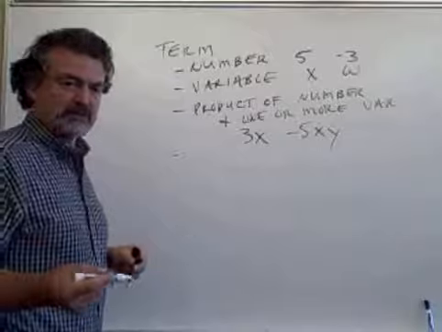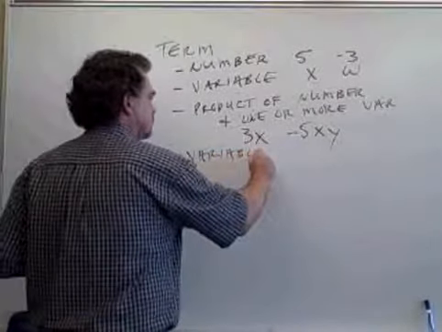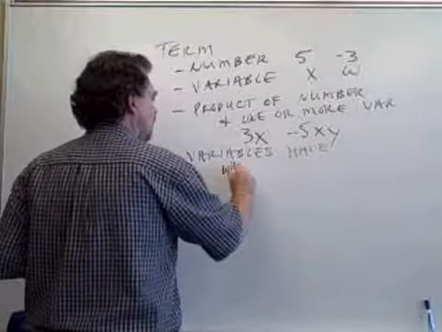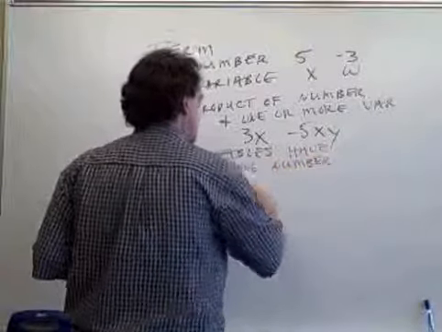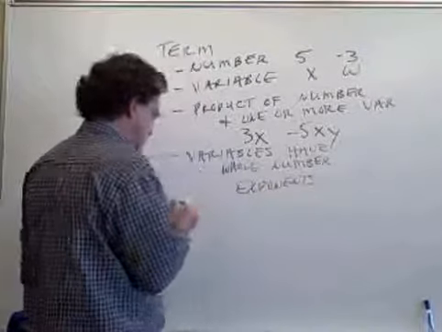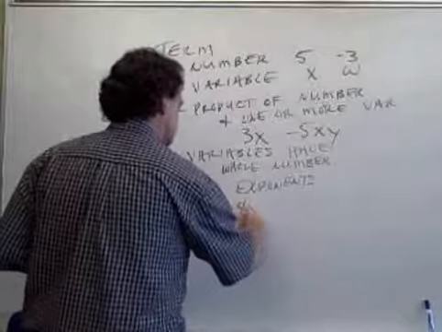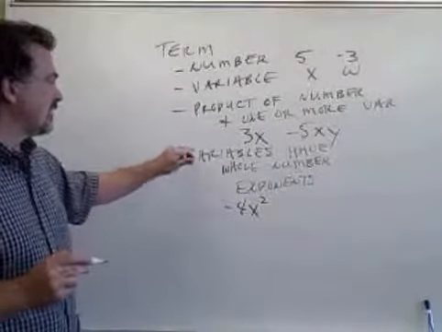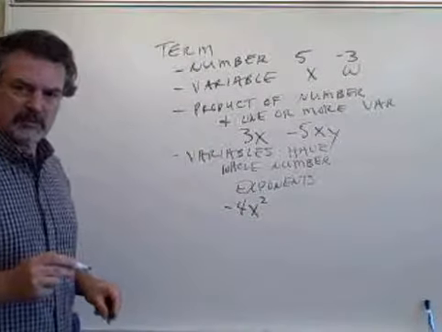And the variables have whole number exponents. -4x squared is an example of a term in which the variable has the whole number 2 as its exponent.